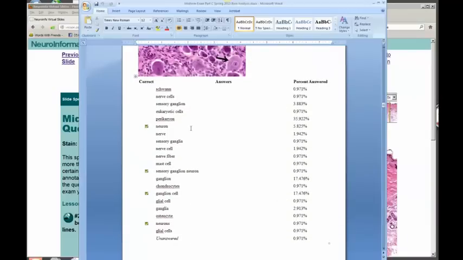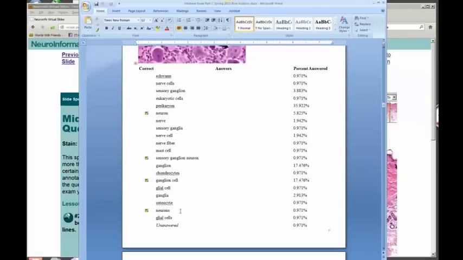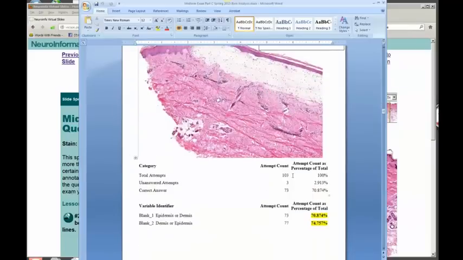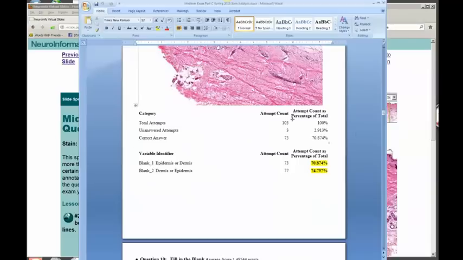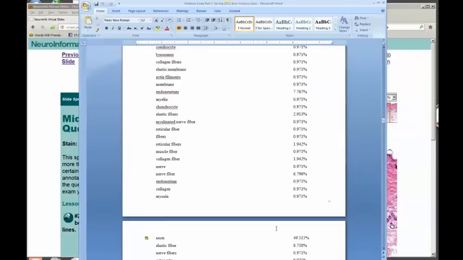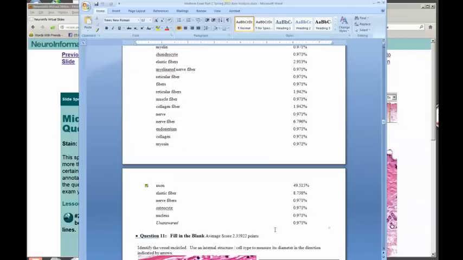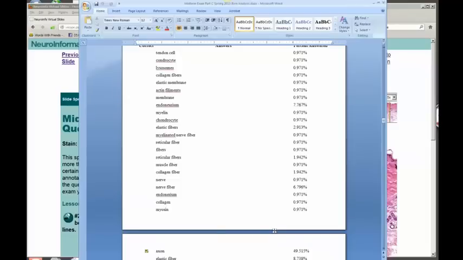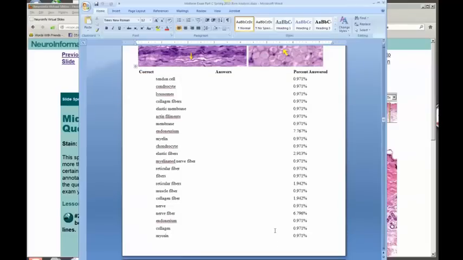And we accepted neuron for this, sensory ganglion neuron, ganglion cell, and neurons, but we did not accept sensory ganglia. And if you put just ganglion, that's incorrect because that's a structure, and ganglia also. We accepted here either way, epidermis and dermis or dermis and epidermis. You could put either sequence, we accepted it. Here, the only correct answer was the axon. And we did get multiple attempts by you to get a correct answer, but all of those were incorrect.